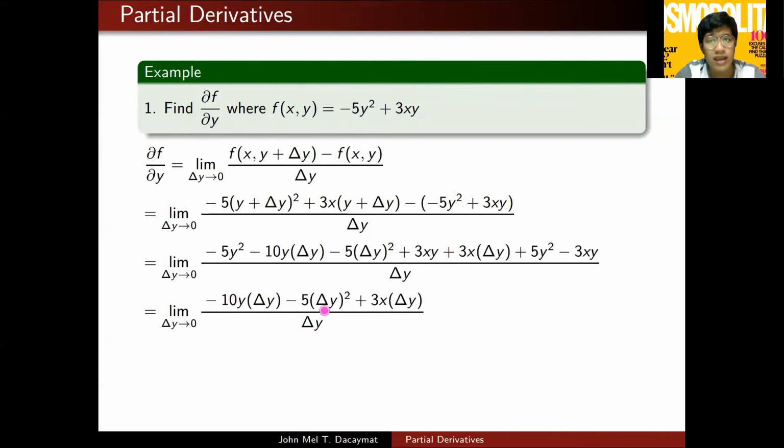Now, lahat ay may delta y, so I can cancel delta y para mawala yung ating denominator. Doing so, I get negative 10y na lang ito, kasi yung delta y nag-cancel. Ito, mababawasan ng isang delta y. So, negative 5 delta y na lang siya. Tapos ito, mag-cancel yung delta y, 3x na lang. And again, we're getting the limit with respect to the variable delta y. So we just replace all delta y with 0. So we get negative 10y plus 3x. Okay? So that's the partial derivative with respect to y of your function.